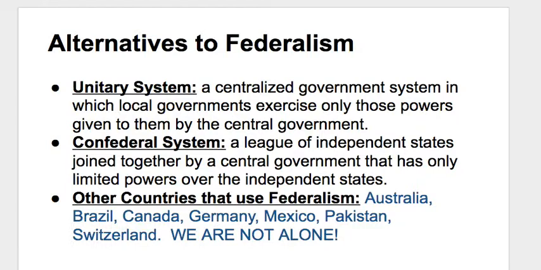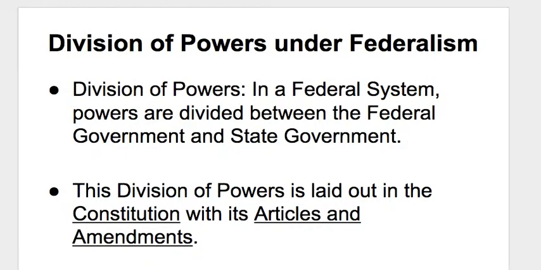Other countries that use federalism include Australia, Brazil, Canada, Germany, Mexico, Pakistan, and Switzerland. So we're not the only country that divides up national and state powers. And keep in mind, even within the state, you have local powers too, that certain municipal areas have control and authority over.